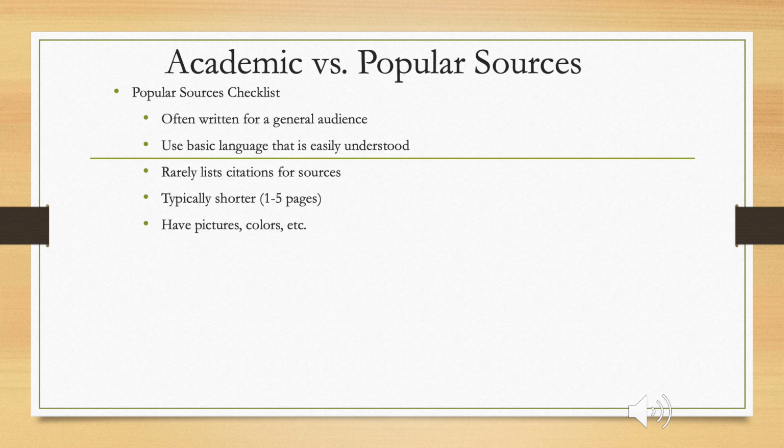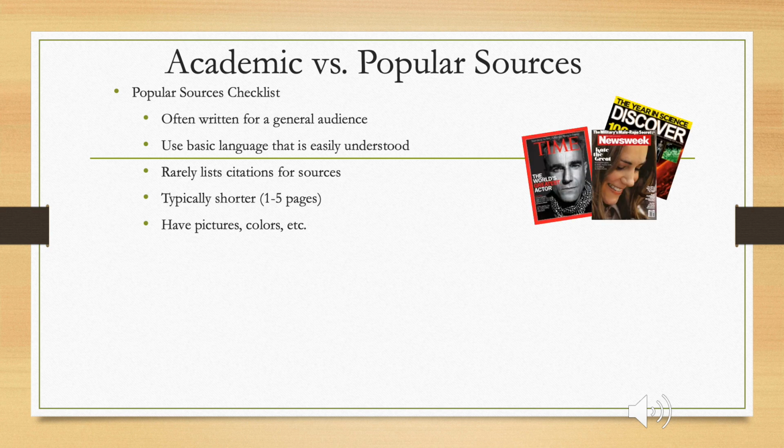popular sources are often written for a general audience. So they use basic language that's pretty easy to understand. They rarely list citations for their sources, and they're typically shorter, so about 1 to 5 pages long. They also have pictures and colors, so here are some examples of that, like Time Magazine and Newsweek Magazine.